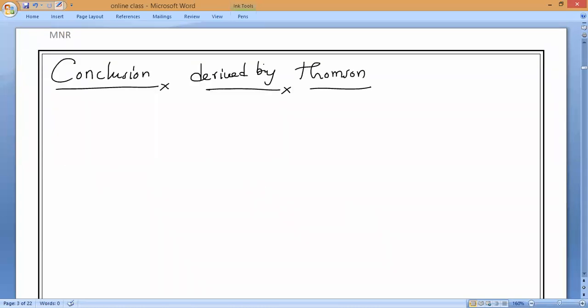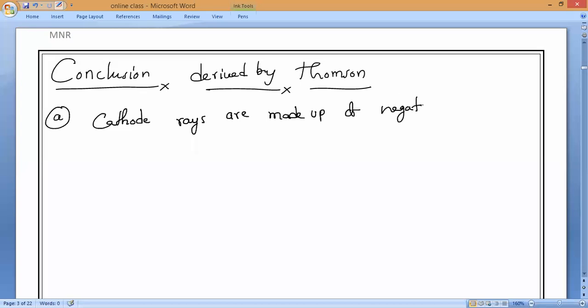First of all, what is the conclusion made by Thomson? Anybody can guess? What is the charge of cathode rays? Negative charge. They are made up of negatively charged particles. Negatively charged particles we used to call electrons. Cathode rays are made up of negatively charged particles. Negatively charged particles are electrons.